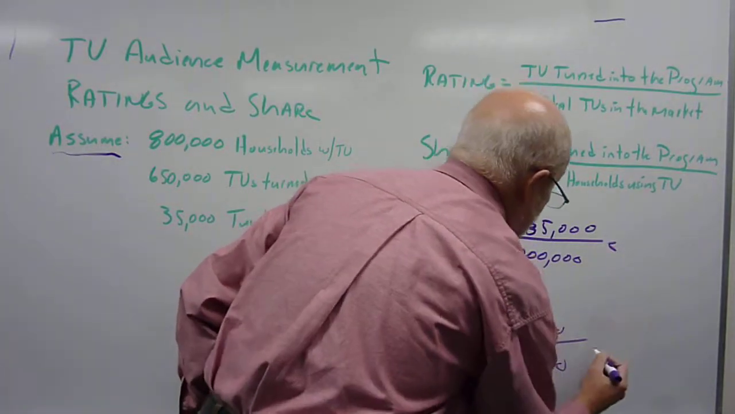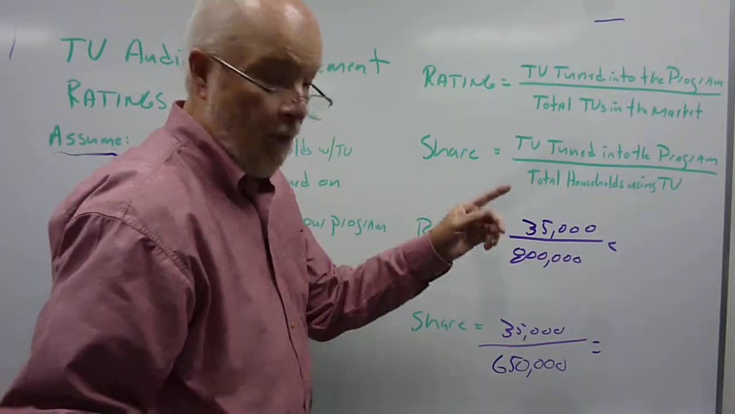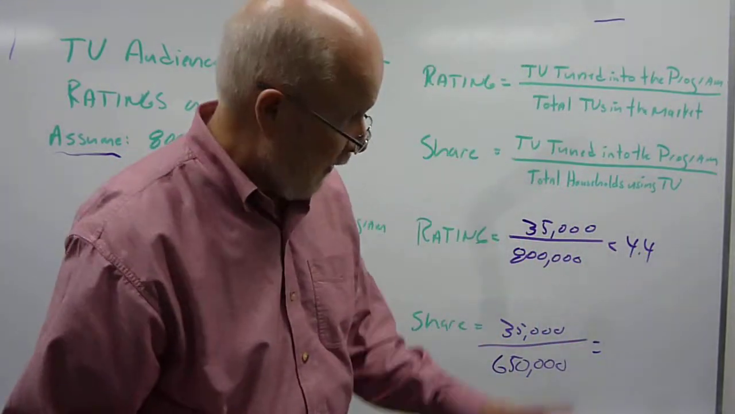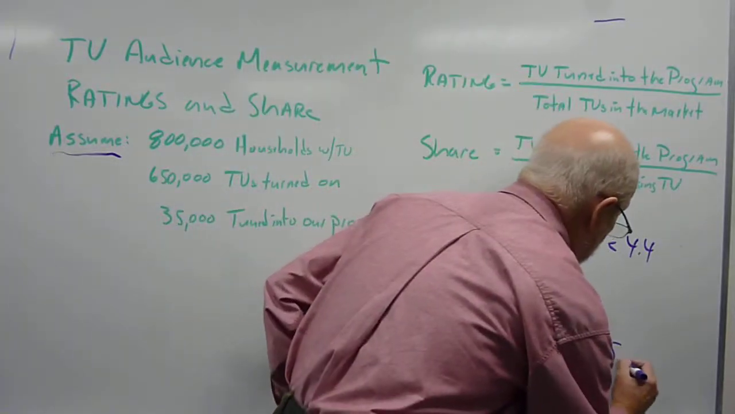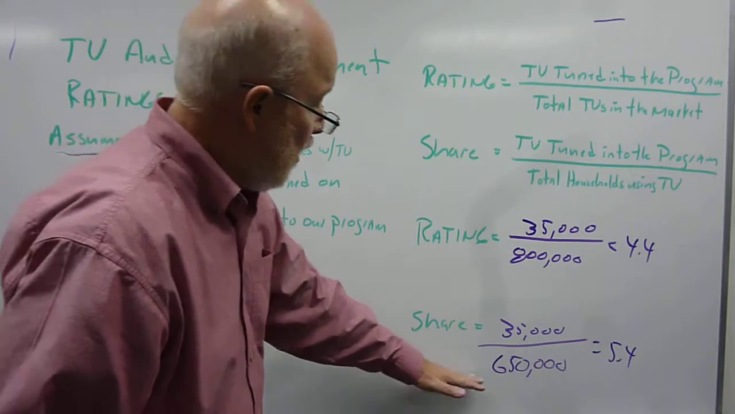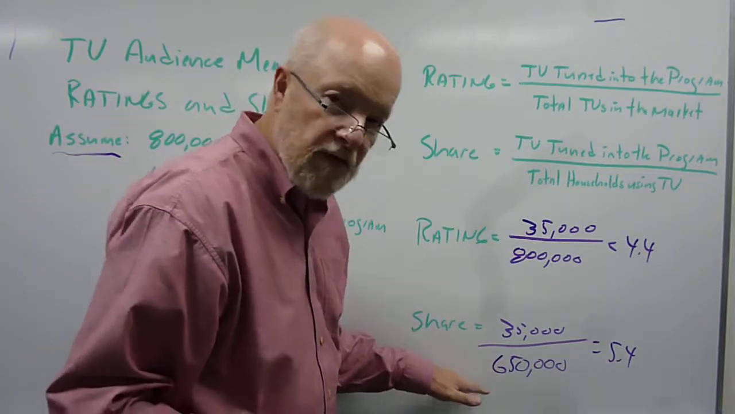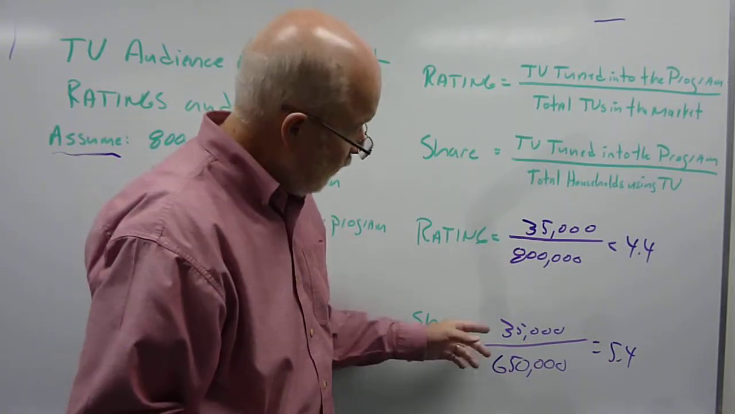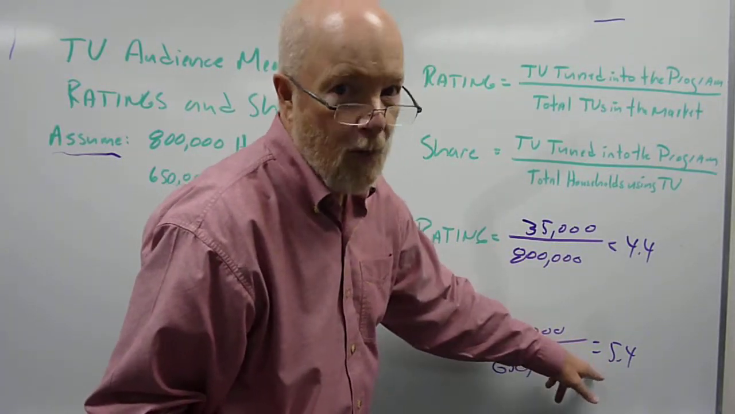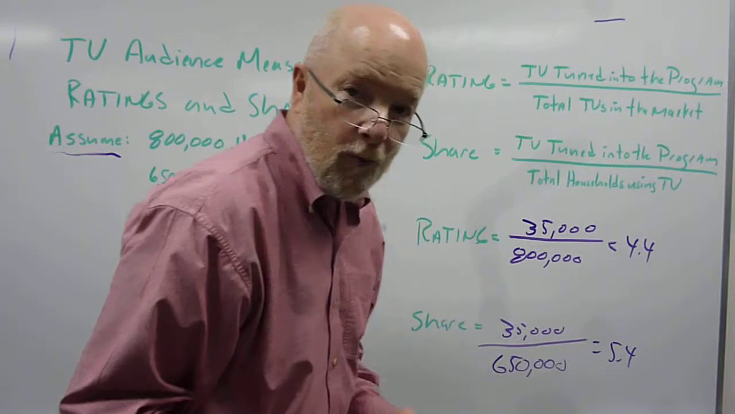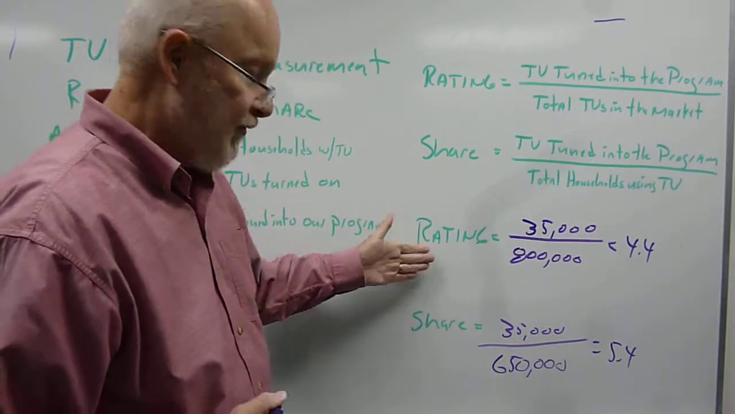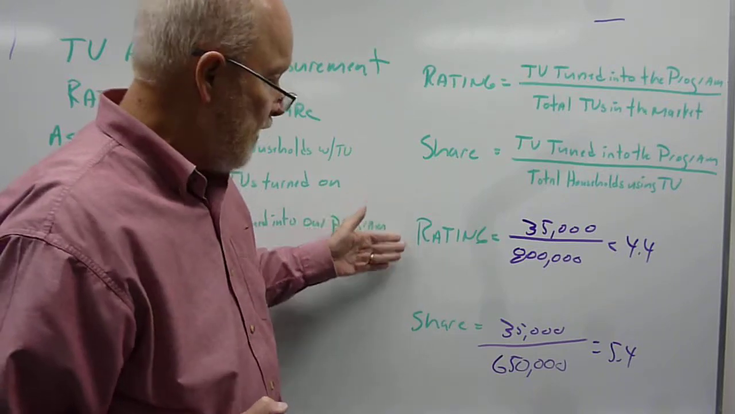When we do the math, we discover that our rating is 4.4. And we also discover that our share is 5.4. So rating is based on all the TVs out there. Share is based on the number of TVs that are actually turned on. So what's happening is we're saying that about 95% of the people are not watching our program. 5.4% indeed are watching our program. These are the numbers that advertising rates are based on, ratings and share.